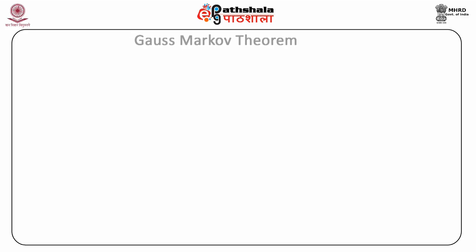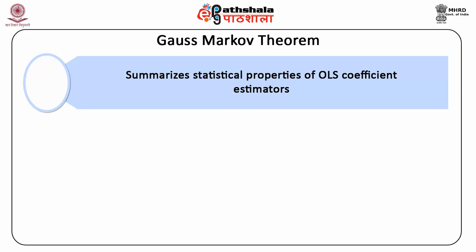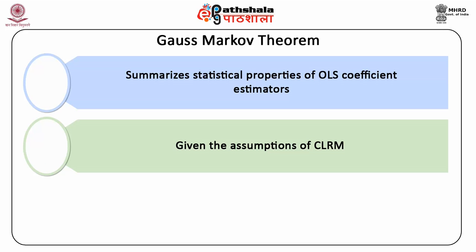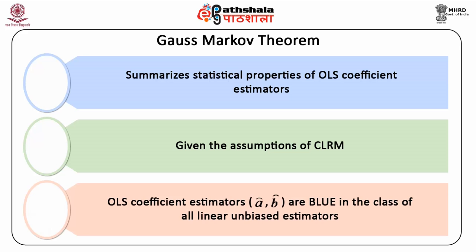Moving on to the Gauss-Markov theorem. The Gauss-Markov theorem summarizes the statistical properties of the OLS coefficient estimators a hat, b hat. The statement of Gauss-Markov theorem is: given the assumptions of the classical linear regression model, that is CLRM, the OLS coefficient estimators a hat and b hat are BLUE in the class of all linear unbiased estimators.